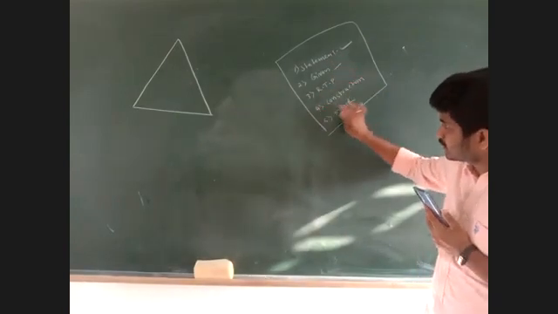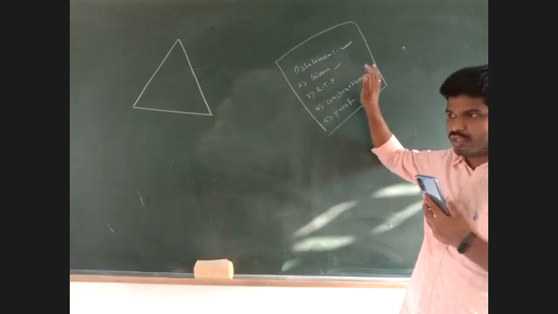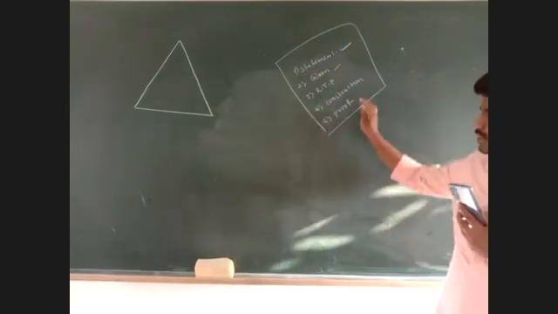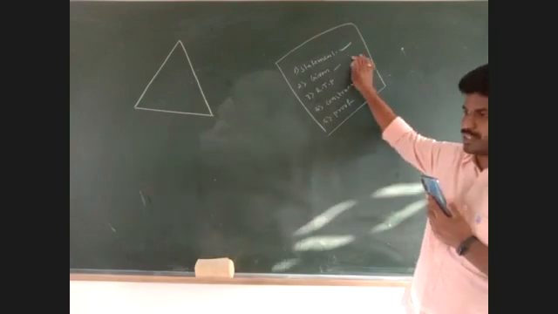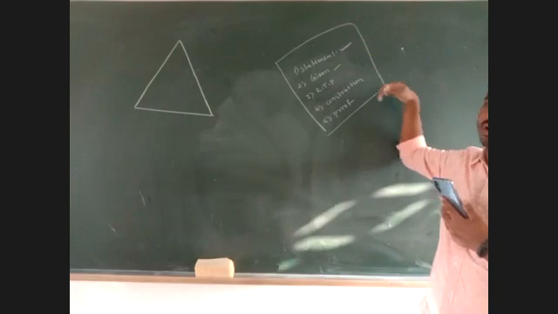If construction is there, you should write the construction also. If construction is not there, no need to write construction. Then after that, write the proof. So we should follow the steps. We should write all these steps one by one.